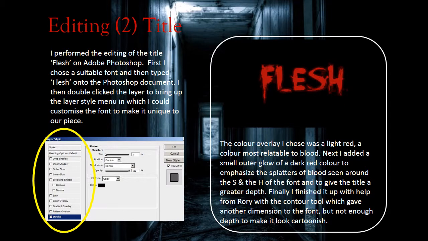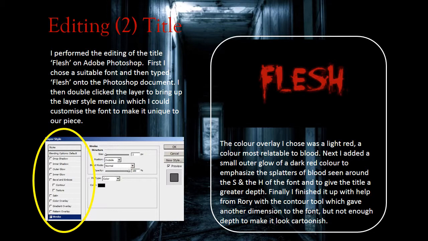I performed the editing of the title Flesh on Adobe Photoshop. First I chose a suitable font and then typed Flesh onto the Photoshop document. I then double-clicked the layer to bring up the layer title menu, in which I could customize the font to make it unique to our piece.